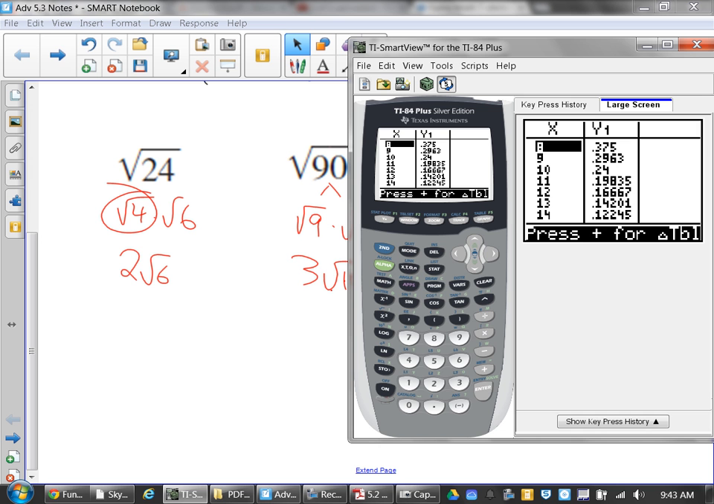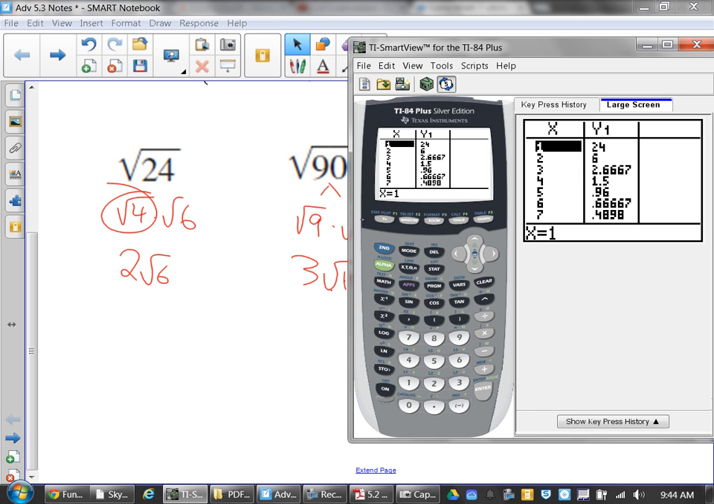What I'm looking for here, let me scroll up, starting at 1. Notice what it's doing here. It's saying 1 and 24, 2 and 6, 3 and 2 and whatever, 4 and 1.5, 5 and 0.96. What you're looking for is the smallest value without a decimal, an integer, in the y column. See, it says 2 and 6.